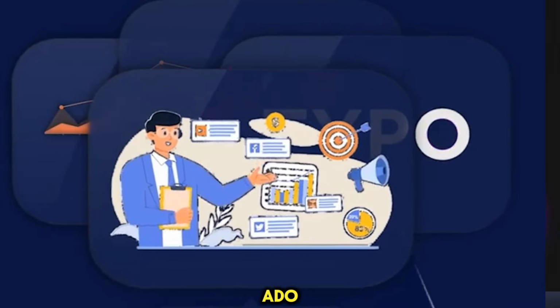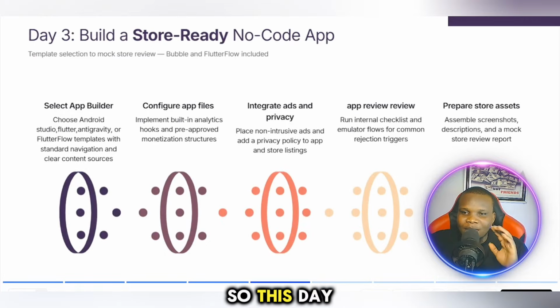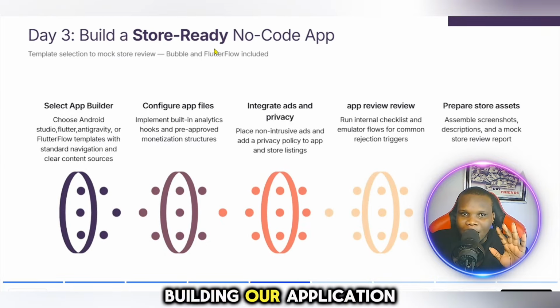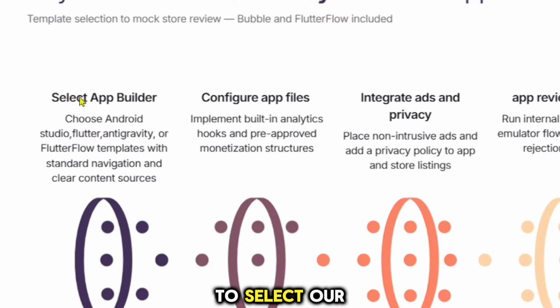So without further ado, let's get into the business of the day. This is our day 3. On day 3, we're going to be building our application, and we're going to be doing 5 simple steps. The first thing we need to do is to select our app builder.